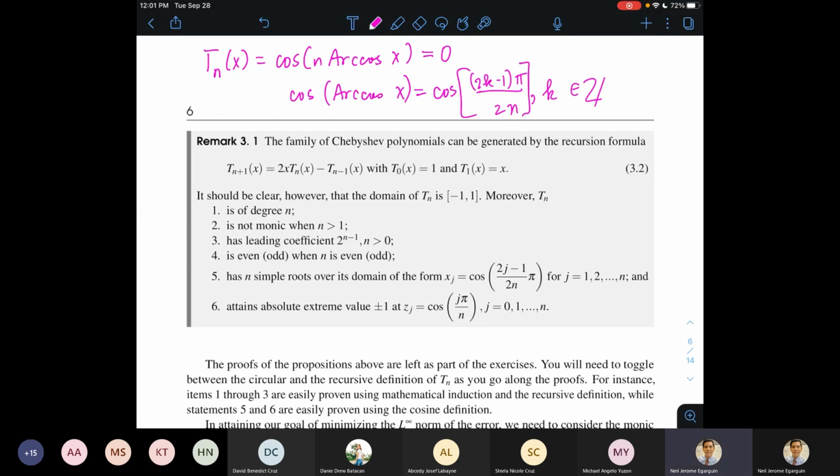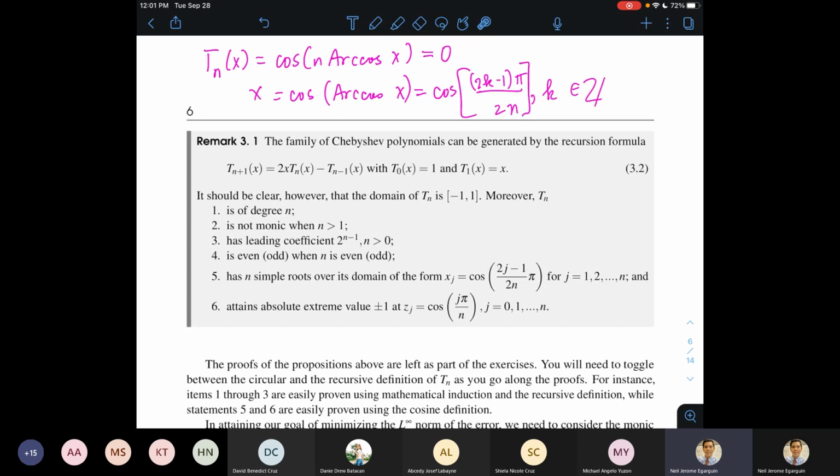And then if I do so, this guy will just simplify to x, because the cosine and arccosine are inverses of each other. So that gives us the n roots of the Chebyshev polynomial. So if you have a degree n polynomial, we will have exactly n roots, and those roots will look like this. So hindi pala mahirap hanapin yung roots ng Chebyshev polynomial because they follow this nice formula. And the proof was given to us by looking at the trigonometric identity or the trigonometric definition of Chebyshev polynomials.